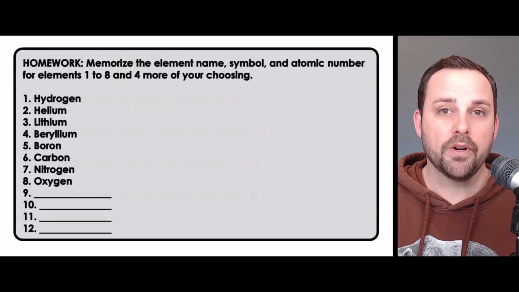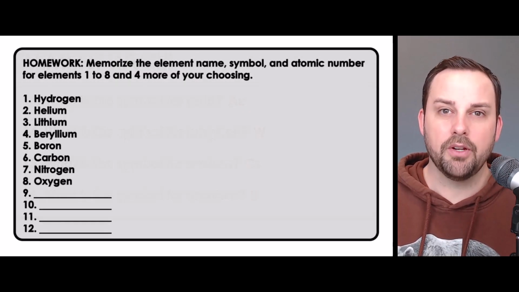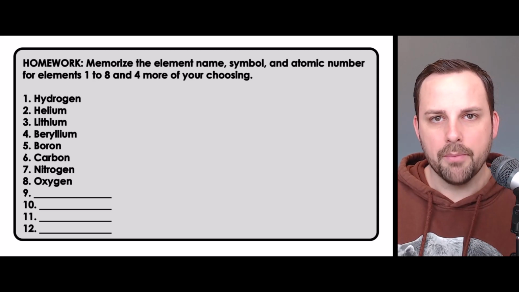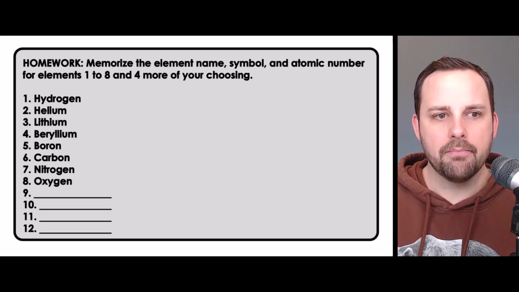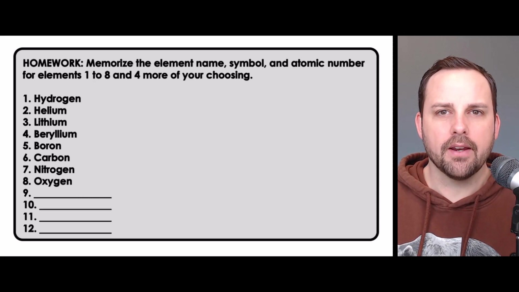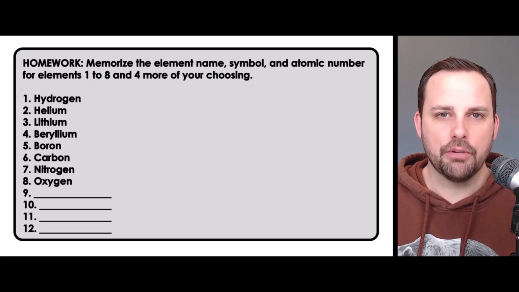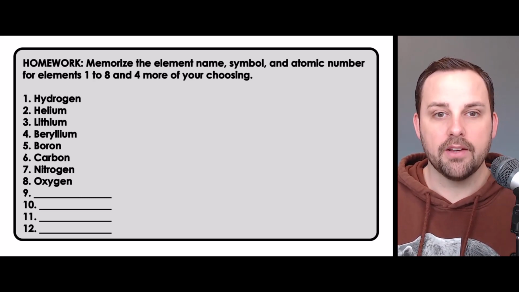If you'd like a homework assignment, here's an exercise that I think would be really valuable to you. Memorize the element name, the symbol, and atomic number for elements 1 to 8, and then 4 more of your choosing. If there's an element on the periodic table that you're really interested in learning about, then put it down and memorize the name, the symbol, and the atomic number.